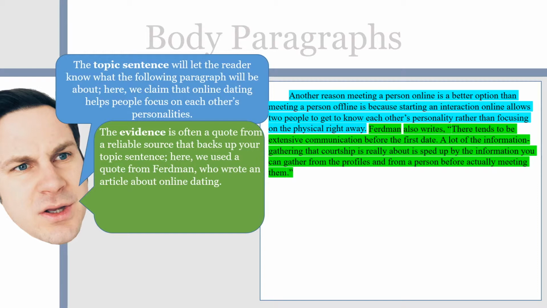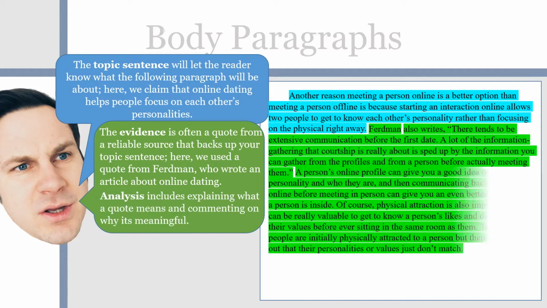After evidence is provided, we move on to analysis. Analysis includes explaining what a quote, paraphrase, or example means and commenting on why it's meaningful. A person's online profile can give you a good idea of their personality and who they are, and then communicating back and forth online before meeting in person can give you an even better idea of who a person is inside. Of course, physical attraction is also important, but it can be really valuable to get to know a person's likes and dislikes and their values before ever sitting in the same room as them.